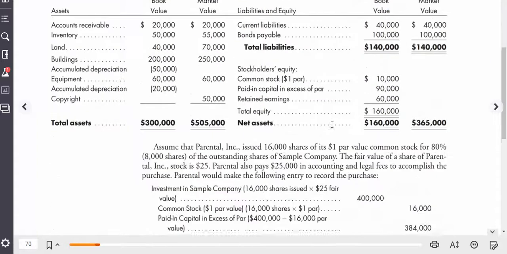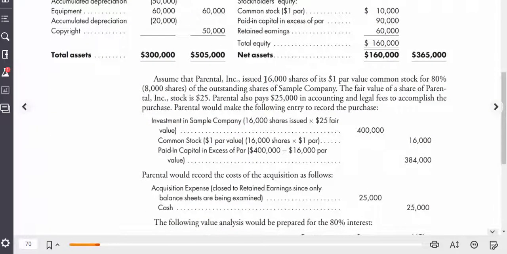So here's the deal then. We issue 16,000 shares of our parent stock to get 80% of, or 8,000 shares of, the subsidiary company. So we gave 16,000 shares of our stock. Fair value is $25. In exchange, we get 80% of the subsidiary company stock, right? So the entry would be made.